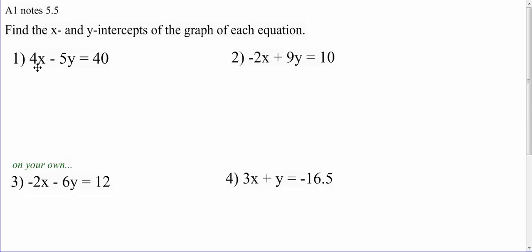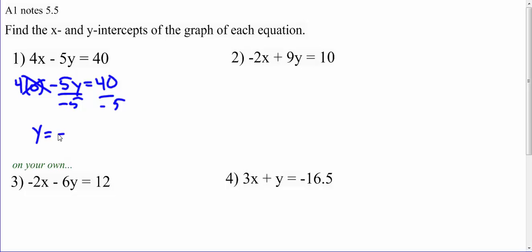So let's start on number 1. It says to find the x and y intercept. We'll start with the y-intercept. That's where x is equal to 0. So I'm going to do 4 times 0 minus 5y equals 40. Of course 4 times 0 is just 0, so I'm going to divide both sides by -5. And I would know that my intercept is at y equals -8.